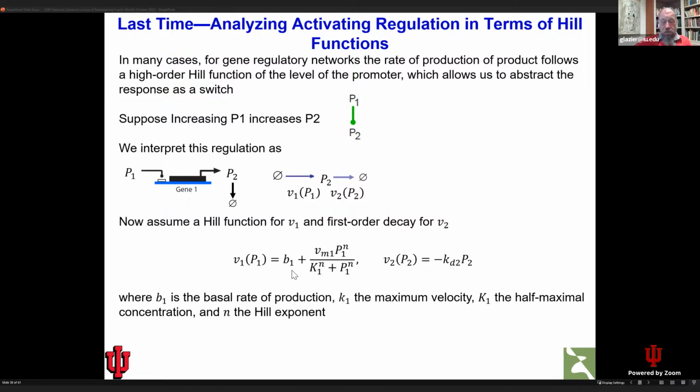Our production has a basal rate of production, B1, our Hill function of P1, and we'll assume linear decay, first order decay. And so if I just see P1 promotes P2, and I say it's a gene regulatory network, you can immediately write down the ODEs for it. Now, in some cases, you might assume that the decay isn't linear. There are other things that you can do, but the simplest form usually works.